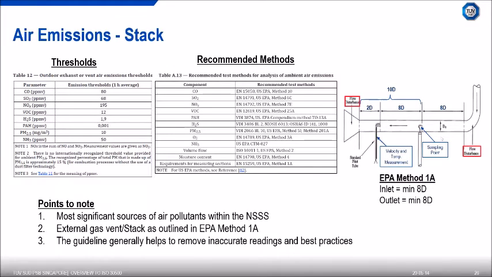The picture on the right here is taken from EPA method 1A. This method provides you a guideline on how to do the measurements for stacks using best practices. As you can see in the photo, you see the sampling point. Before and after, you should have a clearance of 8D from any disturbances. This is to give it a better laminar flow so that the collection can be more accurate.